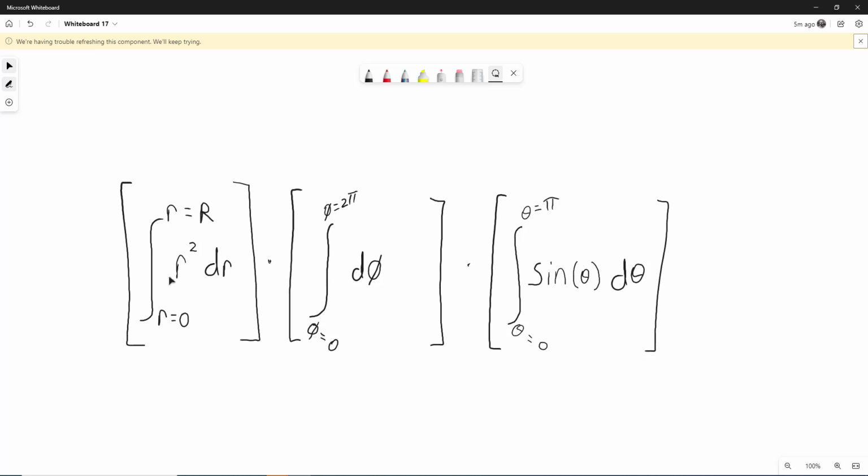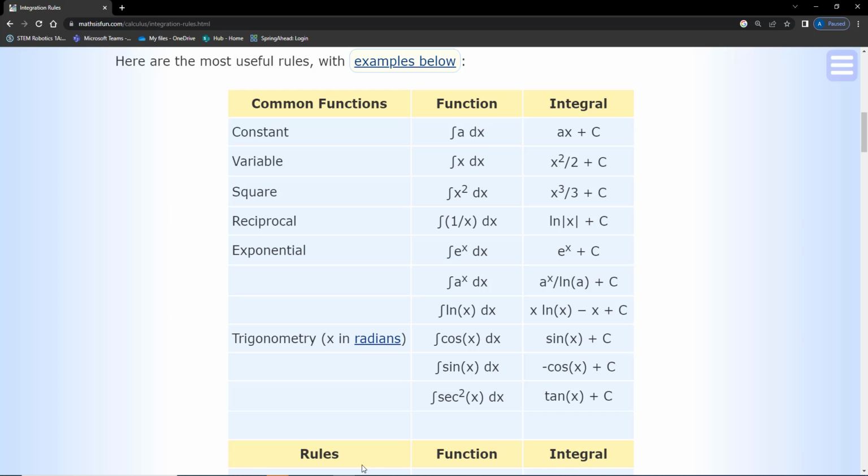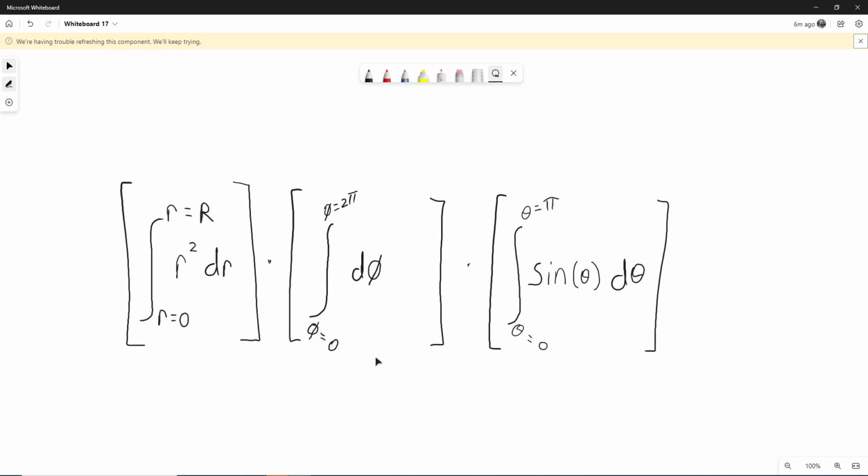If I see here, I've got a function r squared dr, I want to integrate that. Well, if I go to the integration rules, sure enough, I see the square right here. So you should see the answer here, right? You should be able to look up on this integration table and see that the integral of x squared dx is x cubed over 3. So for us, we're just using an r variable. That should be pretty straightforward.